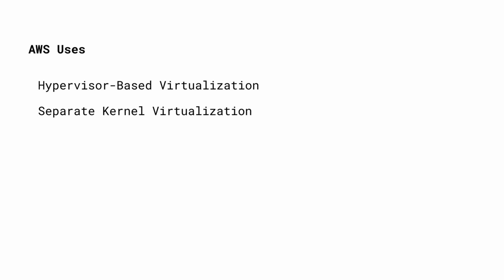Out of all the virtualization types we just described, there are two primarily used inside of AWS: hypervisor-based virtualization and separate kernel virtualization. We're running EC2 instances mostly with hypervisor-based virtualization, and actually hypervisor-based virtualization has multiple types.